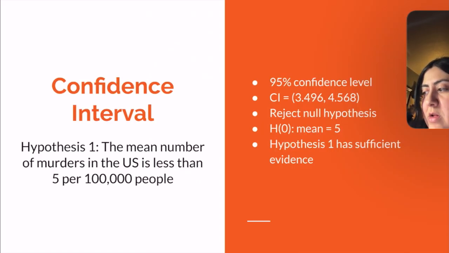We also made confidence intervals, and this is our confidence interval for hypothesis 1. The mean number of murders in the US is less than 5 per 100,000 people. At a 95% confidence level, we get a confidence interval from 3.496 to 4.568. And since the hypothesized mean of 5 lies outside of the confidence interval, we can reject the null hypothesis. Therefore, we have sufficient evidence to conclude that the population mean number of murders in the US is less than 5 per 100,000 people.